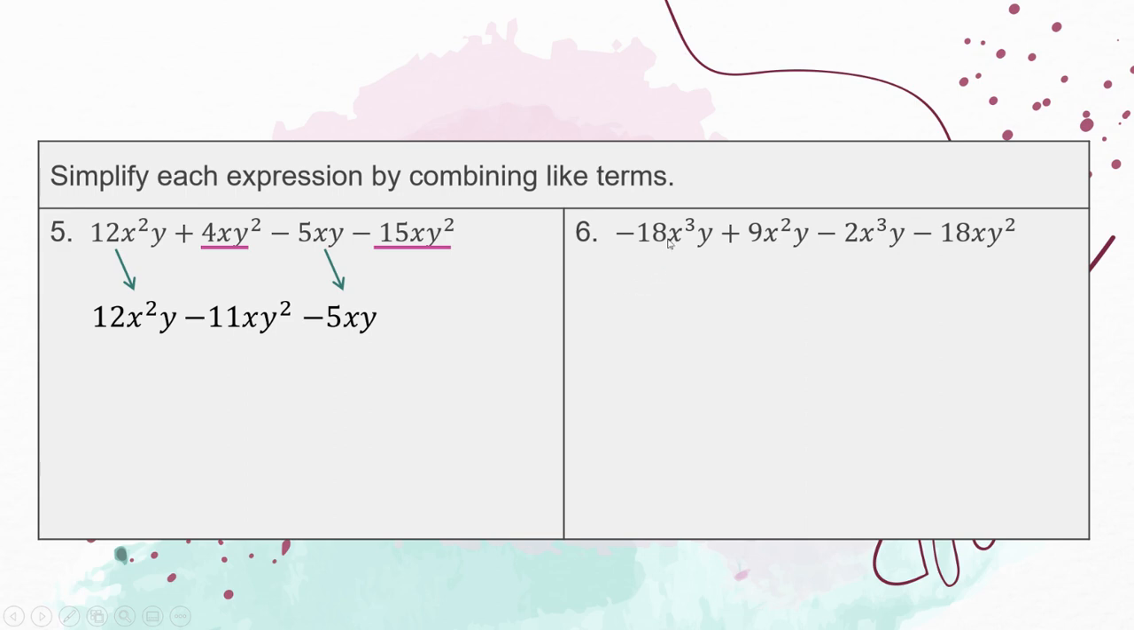For number 6, notice we've got a negative 18x cubed y and a minus 2x cubed y. We can combine those to get negative 20x cubed y. And then we have 9x squared y, which we cannot combine with this 18xy squared. So I just bring that down, and then also bring down that last term. We've combined all the terms that were alike.